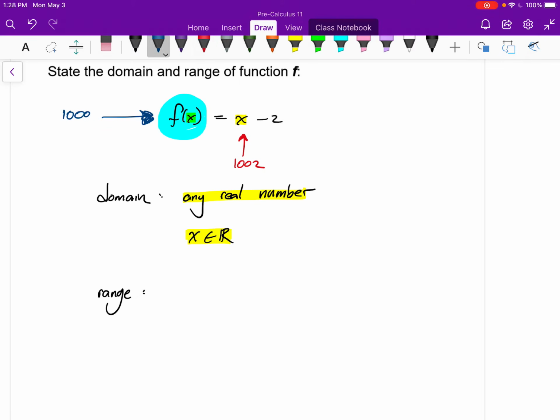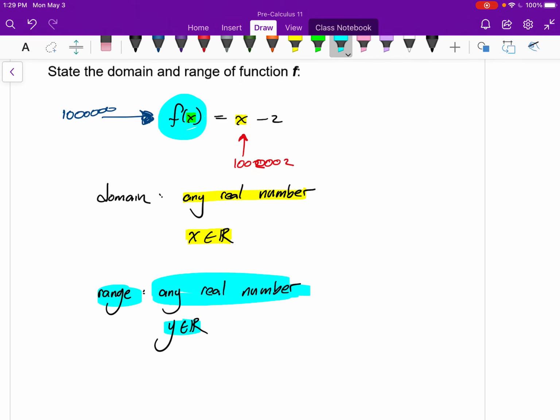And if I pick another number, how about 1,000,000? The number 1,000,000 will come out of this equation if I put 1,000,002 into the equation. So the idea is there's no number that can't come out. Any number I can think of, any number that's real, any possible number can come out of this, as long as I put something that's 2 more than it in, which means the range is also any real number. Or again, for those haters of words, y belongs to the real numbers. Same thing.